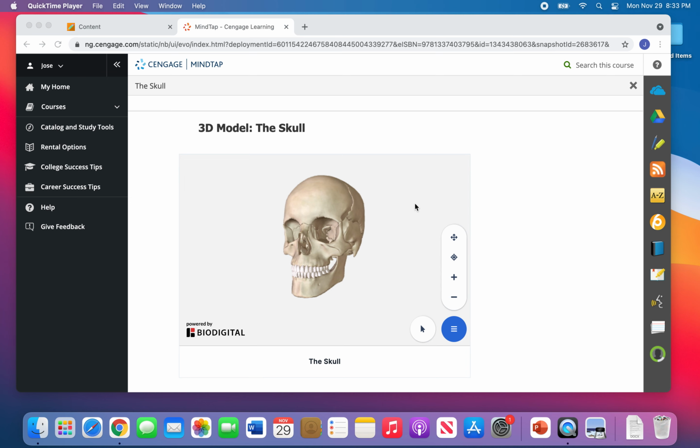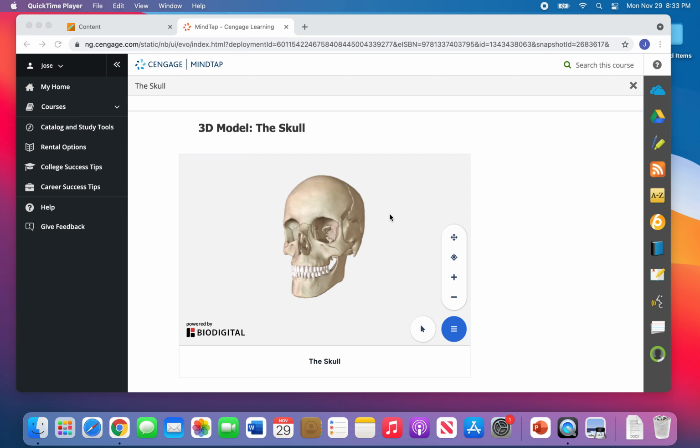For the cranial bones, the majority of them are single bones, except for two pairs. And for the facial bones, it's pretty much the opposite of that. The majority of facial bones are pairs, where only two facial bones are considered single bones.